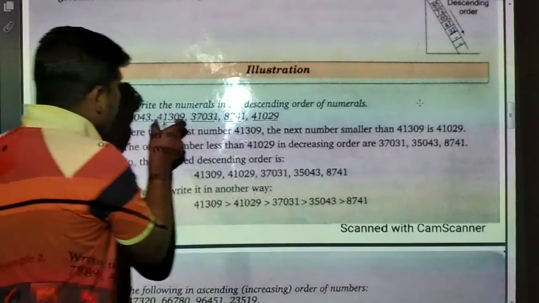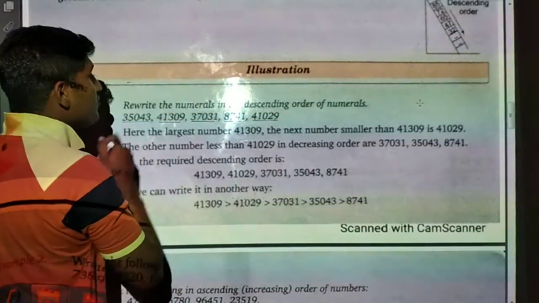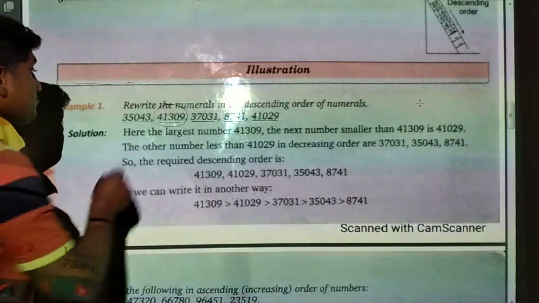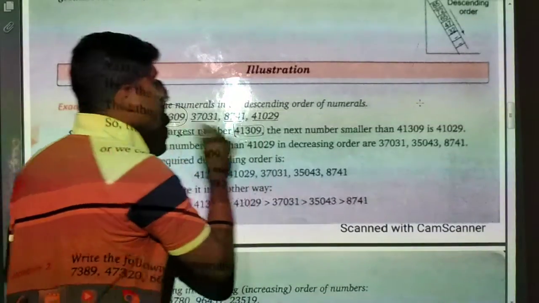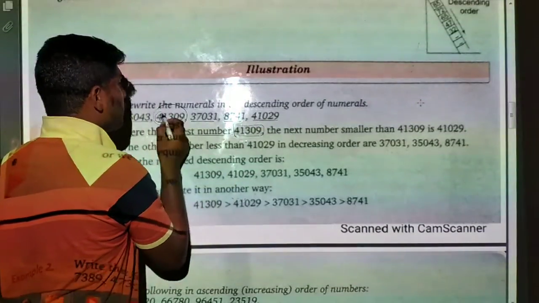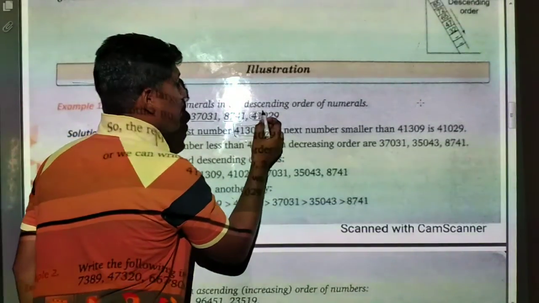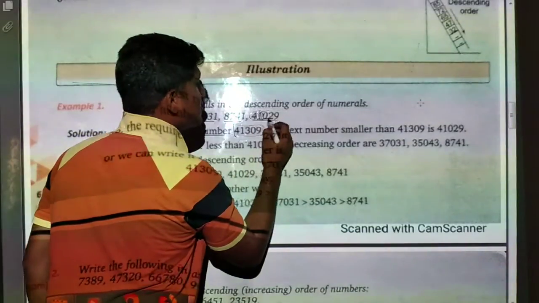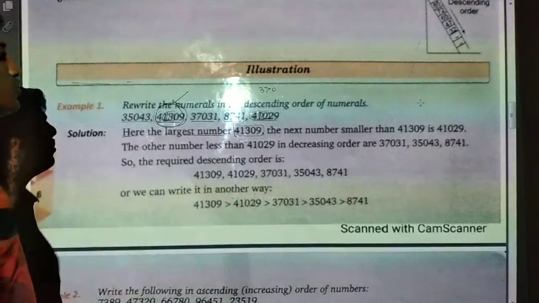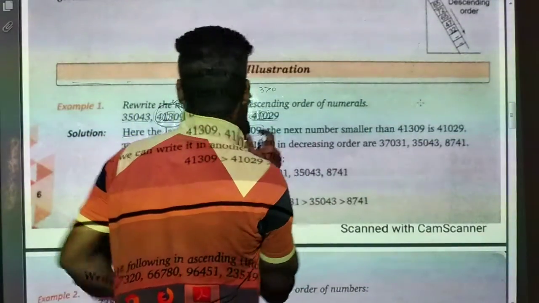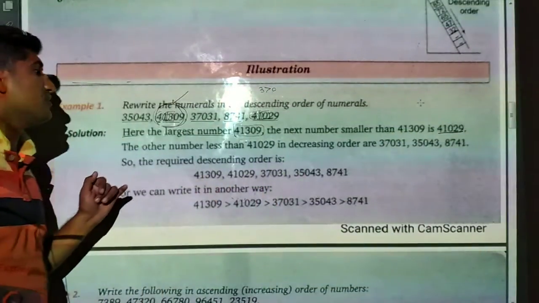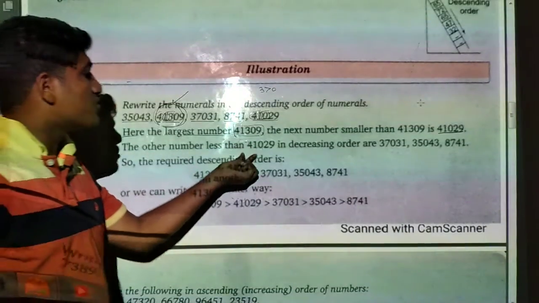When we see all these numbers, we see that 41,309 is the largest number. This and this are the same: 4 is the same, 1 is the same, but here is 3 and here is 0. Then 3 is greater than 0, so this number is the greatest. The next number smaller than 41,309 is 41,029.